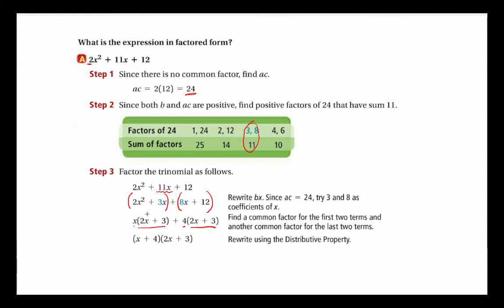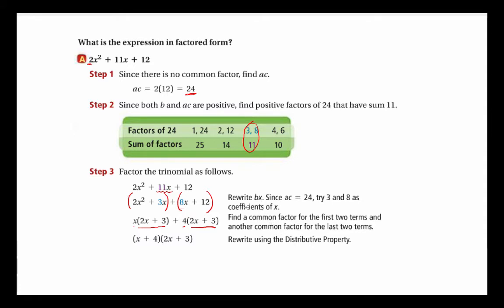So in this first product here, we have a common factor of 2x plus 3 that's also in this second product here, which means we can factor out 2x plus 3 out of both of these products, and that leaves x plus 4. So that gives us our answer here, okay? And again, this is called factoring by grouping. So we rewrote bx as a sum, 3x plus 8x. We found a common factor for the first two terms and another common factor for the last two terms, and rewrote using the distributive property.